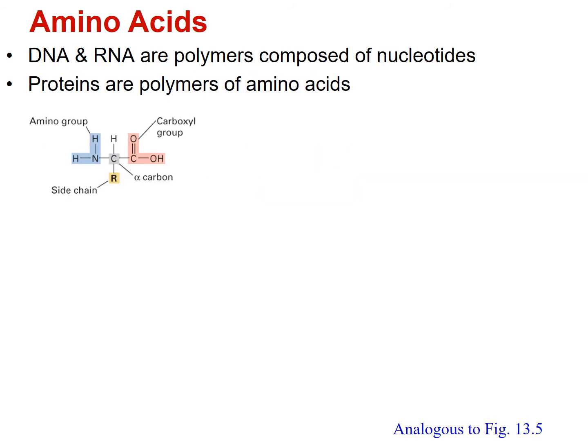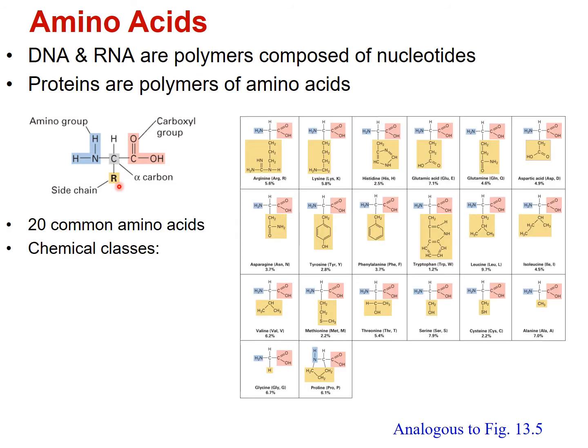So DNA and RNA are polymers composed of nucleotides. Proteins or polypeptides are polymers of amino acids. And so here is the general structure of amino acids. We have an amino group, shown here in blue, and the carboxyl group in red. These are both attached to a central carbon called the alpha carbon. Also attached to the alpha carbon is a hydrogen and a variable side chain designated as R.